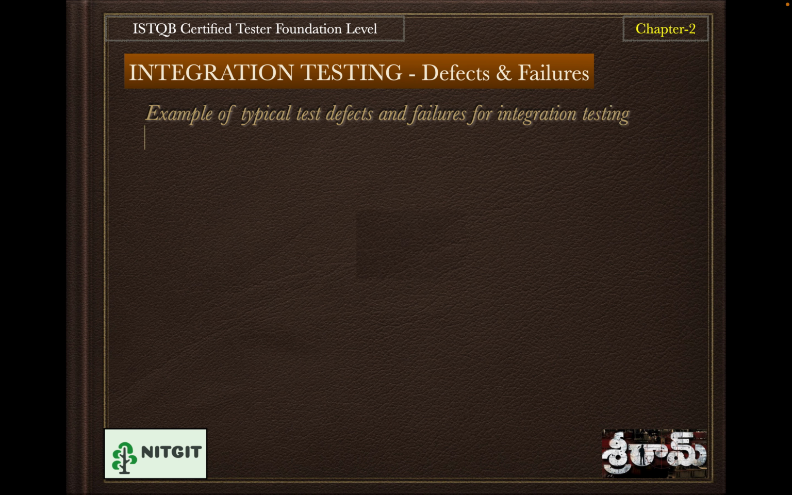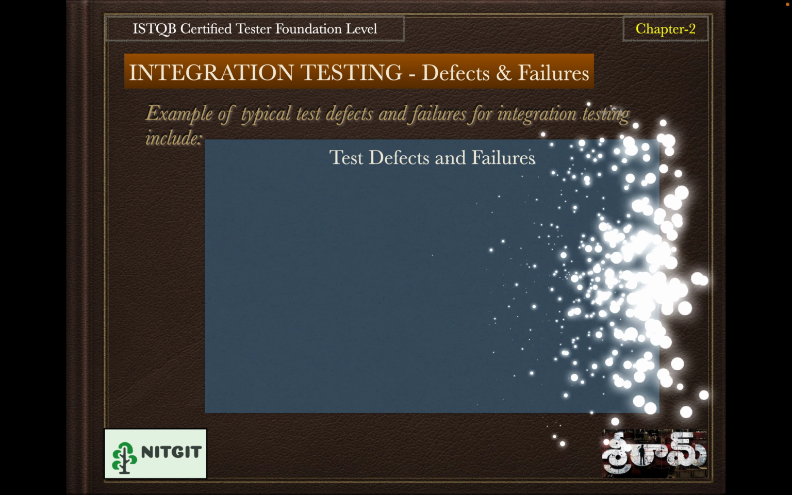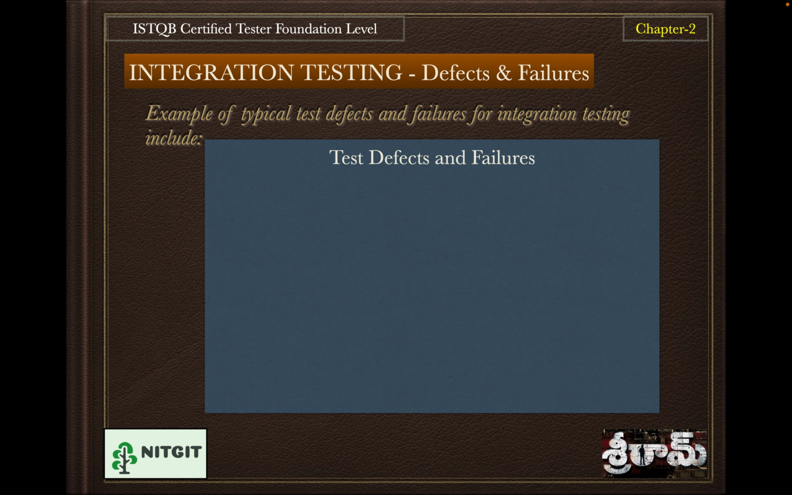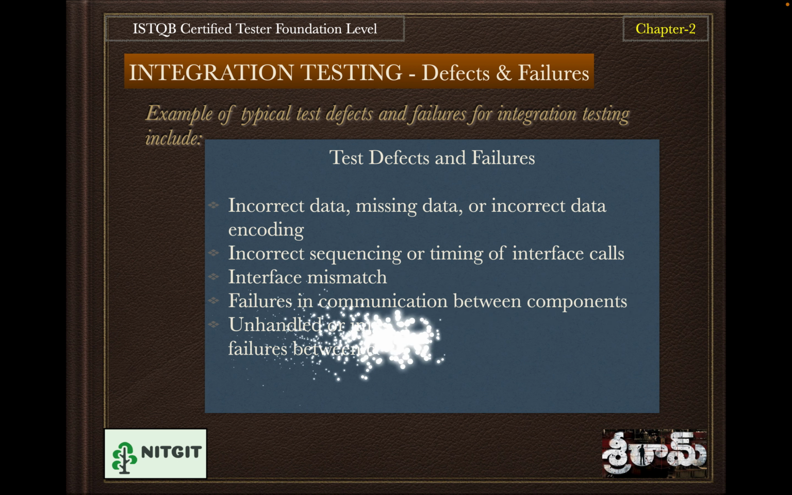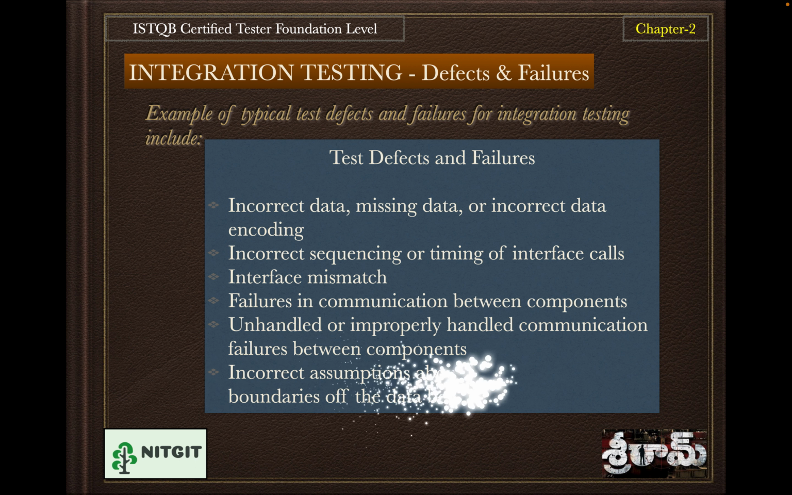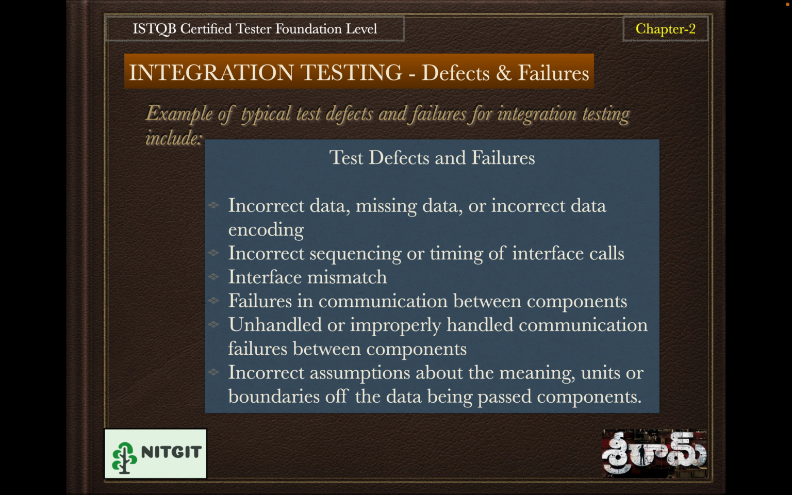Integration testing defects and failures. Examples of typical test defects and failures for integration testing include incorrect data, missing data, or incorrect data encoding, incorrect sequencing or timing of interface calls, interface mismatch, failures in communication between components, unhandled or improperly handled communication failures between components, incorrect assumptions about the meaning, units, or boundaries of the data being passed between components.